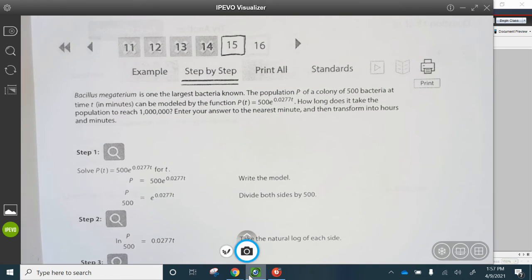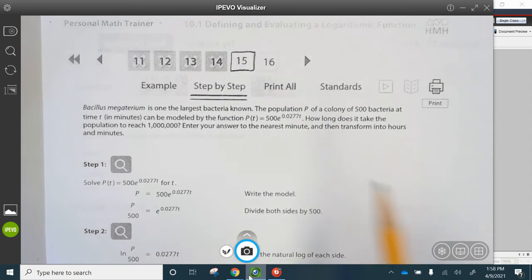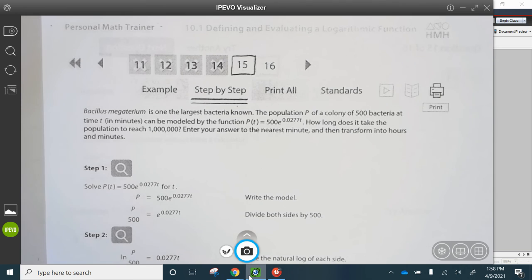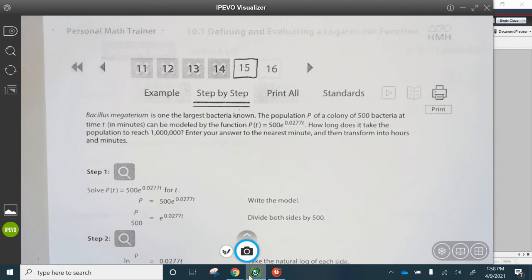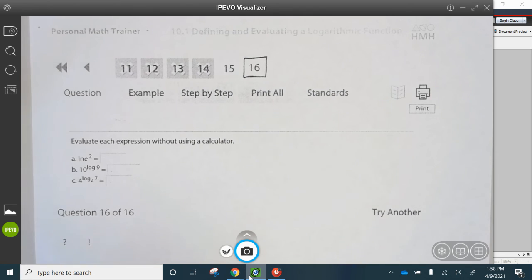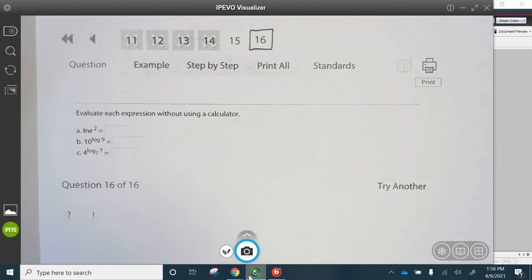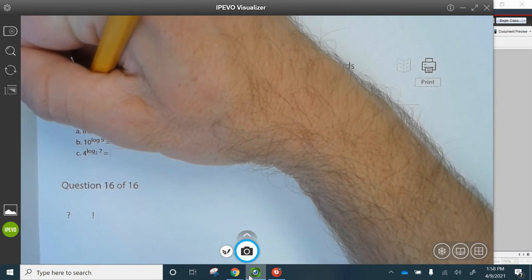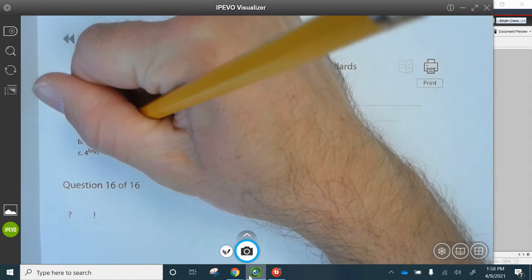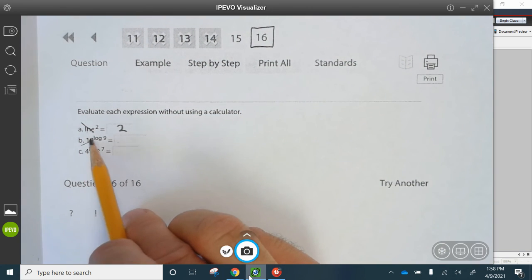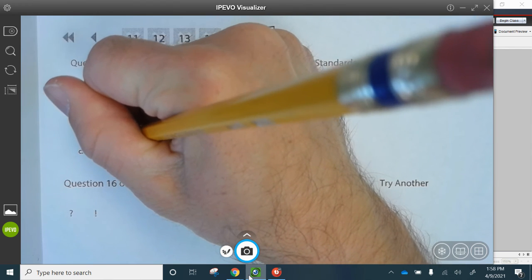All right. Now, question 15, I recommend using the step-by-step process to help you answer that question. And then question 16, evaluate each expression without using a calculator. Now, the natural log and E cancel each other, so you're left with 2. The 10 and the log cancel each other, and you're left with 9.